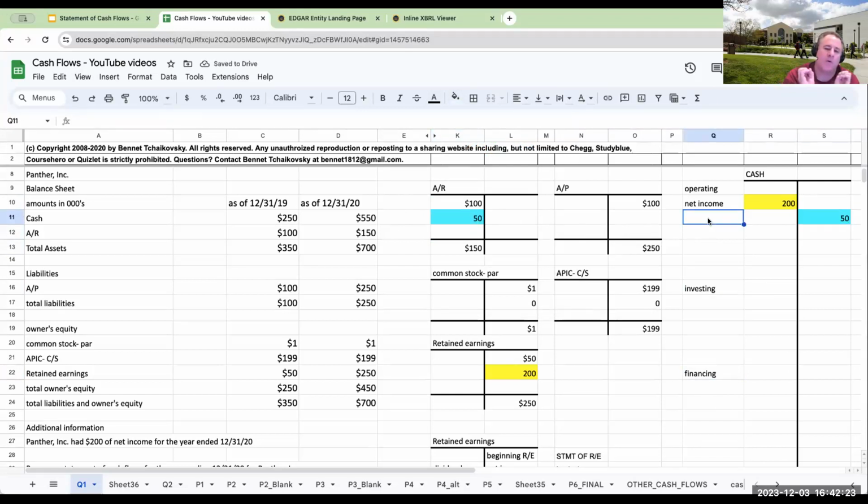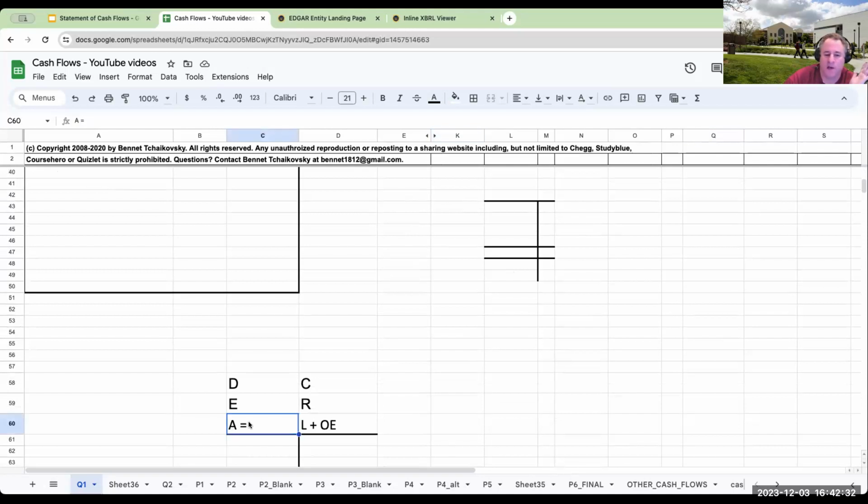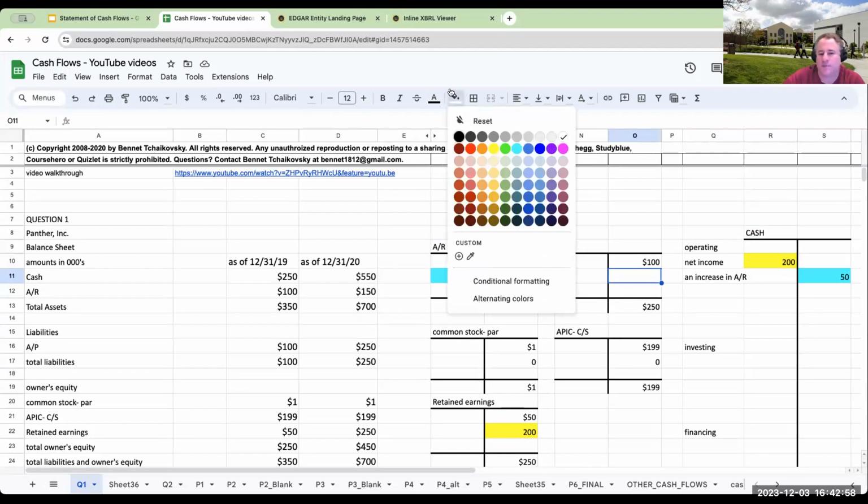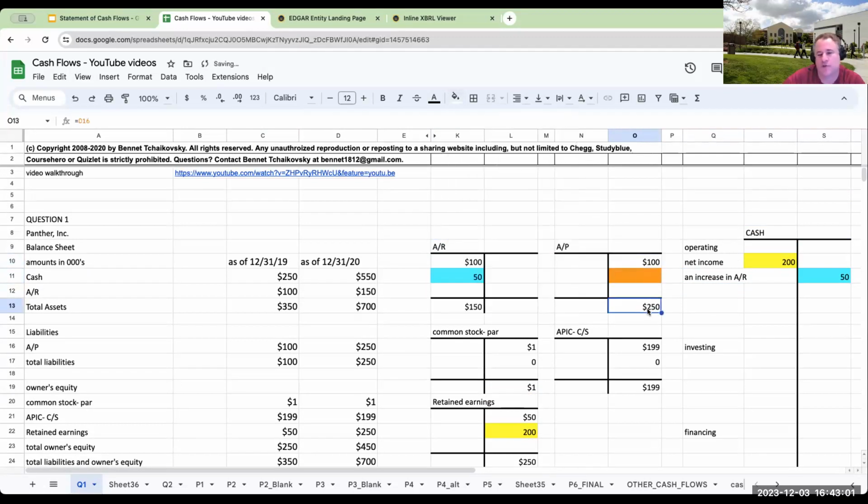Now, very important, when it comes to describing what happened, AR went from 100 to 150, right? Accounts receivable is an asset. If I debited an asset, how do I increase an asset? I increase it with a debit. So over here, this is going to be called an increase in accounts receivable. It's an asset. I debited this over here. So I'm doing the opposite to cash, but my description is going to come from what happened in the T account. Let's take a look at accounts payable. For accounts payable, I went over here from 100 to 250. What do I need to do to get this to balance?